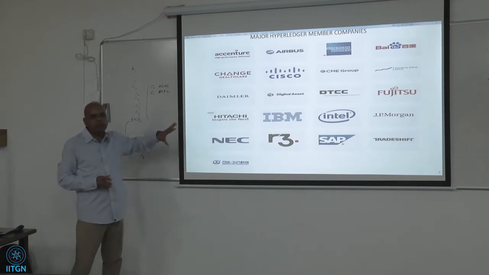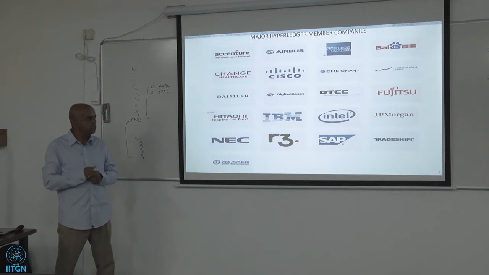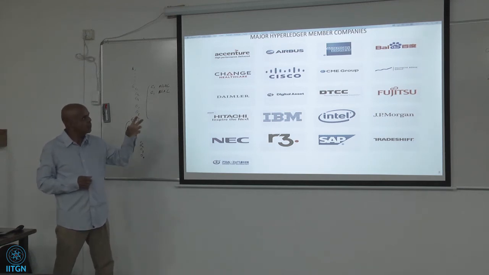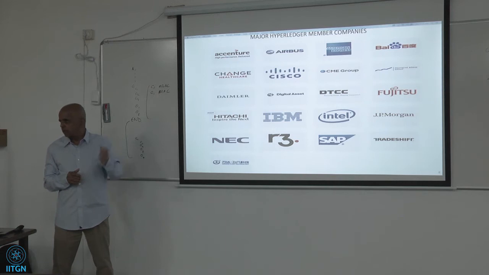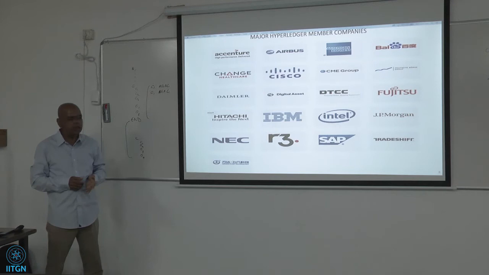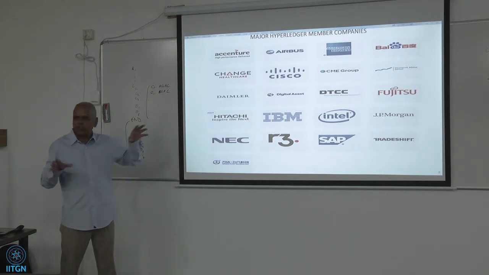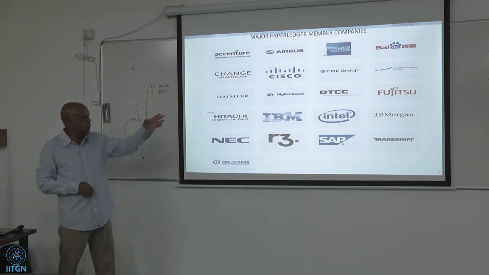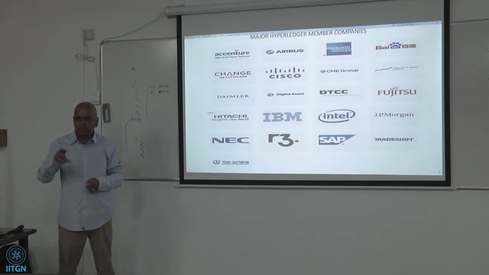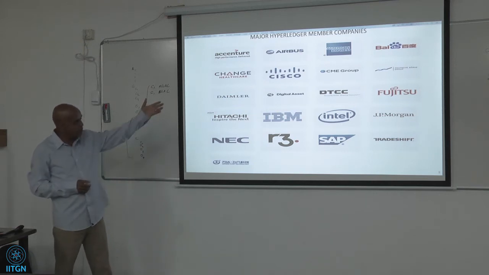So yes, some of the companies, the corporate entities, major Hyperledger member companies. I mentioned earlier, there are corporate members, and you can see all the big names are here, almost. Accenture, Daimler, Hitachi, NEC, IBM, Intel, Cisco, JP Morgan, like all kinds of technology companies, finance companies. There's a Chinese company called Baidu. Baidu competes with Google, I think. So Baidu is there as well.